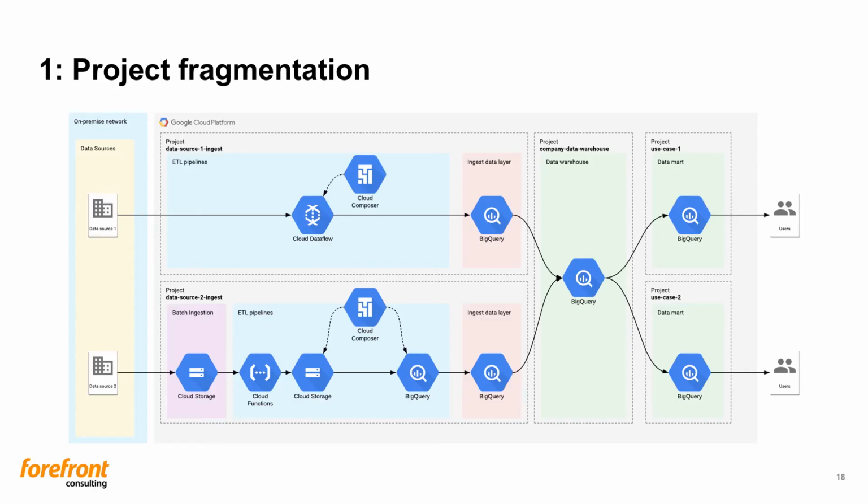The first tip is to use project fragmentation. Projects are a very useful way to contain coherent components. In this example, an expert on data source 1 can work in a separate project without disturbing other parts of the system. Data source 2 may need entirely different components to ingest, so there isn't really any reason to hold them together in the same project.